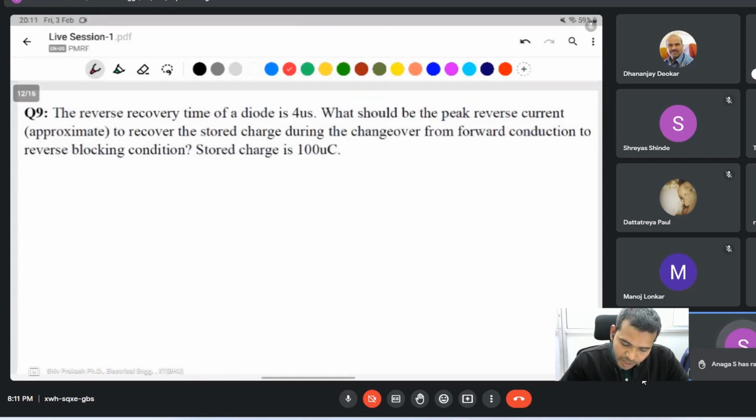The reverse recovery time of a diode is 4 microseconds. What should be the approximate peak reverse current to recover the stored charge during the changeover from forward condition to the reverse blocking condition? Stored charge is 100 microcoulomb.